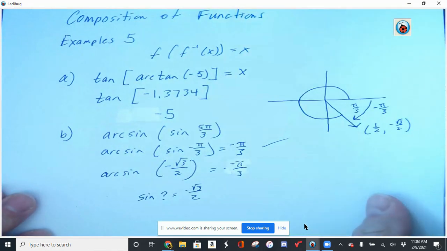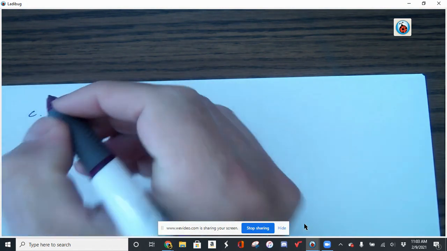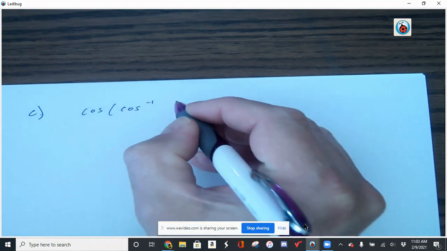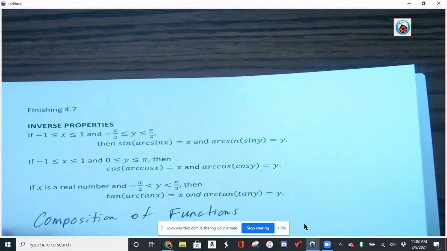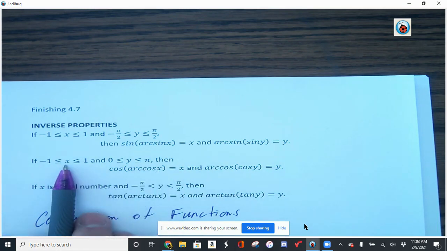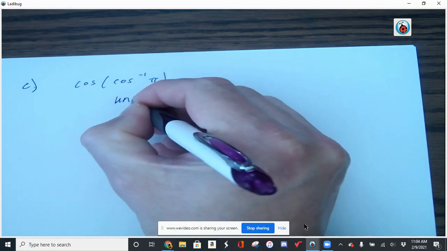All right, we're going to do one more, that third one. We're looking at the cosine of cosine raised to the power of negative 1 of pi. Remember, that's the same thing as arccosine of pi. So we're dealing with the cosine of arccosine of pi. Now, pi is going to be our x value. Does pi fall between negative 1 and 1? Really, if you think about it, no, it doesn't. So in that particular case, this is undefined.